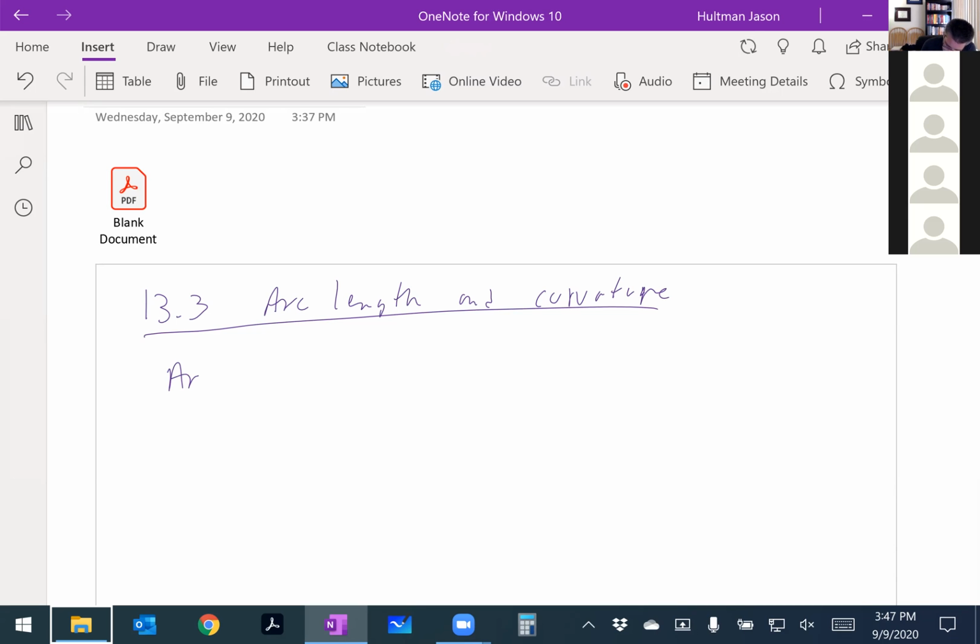So arc lengths. So recall, from 2 dimensions, arc length is the integral from a to b of the square root of 1 plus f prime of x squared. That's how we found arc length in 2 dimensions.